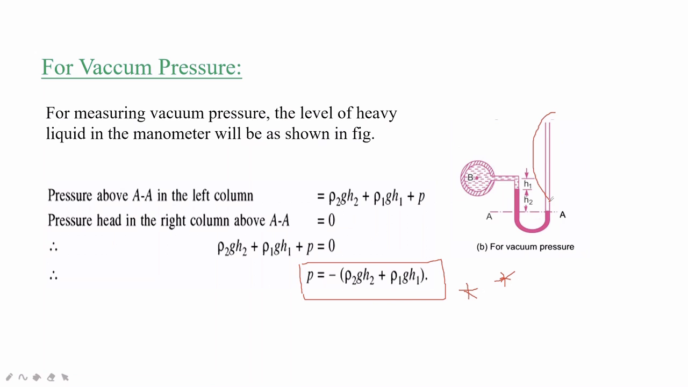So what does vacuum mean? There it is 0. Okay, in the right column it is 0, so it is equated to the left column. What is in the left column? There is the pressure P plus the liquid pressure. Whatever the liquid is here, it will come out, no? So that is rho 1 g h1. Then here there is h2, heavy liquid, so rho 2 g h2. When you equate, you will get P is equal to minus rho 2 g h2 plus rho 1 g h1. Like that you can derive it in seconds and solve the problem. That was for vacuum pressure.